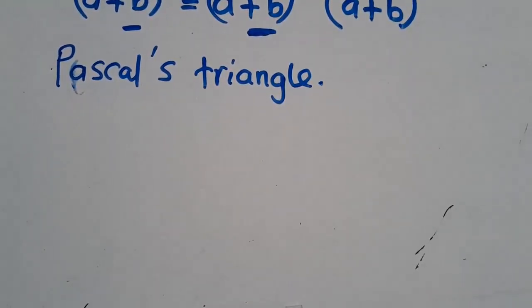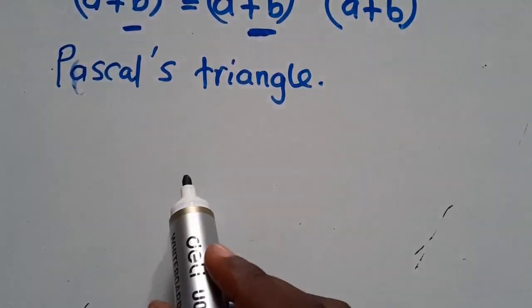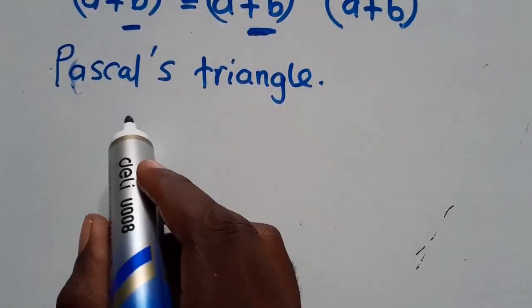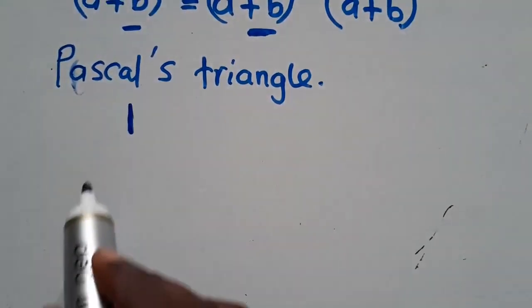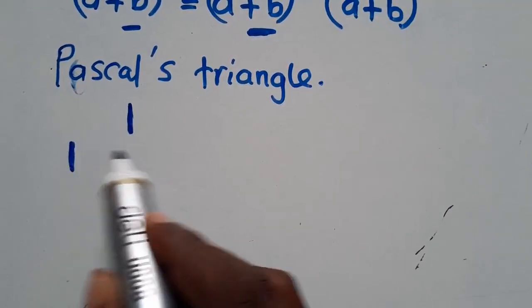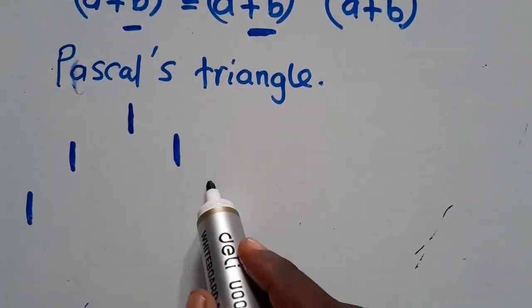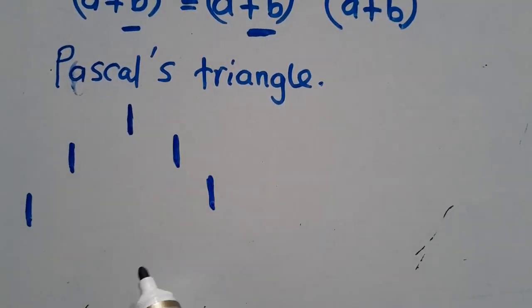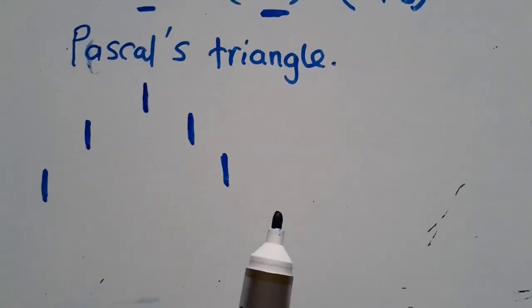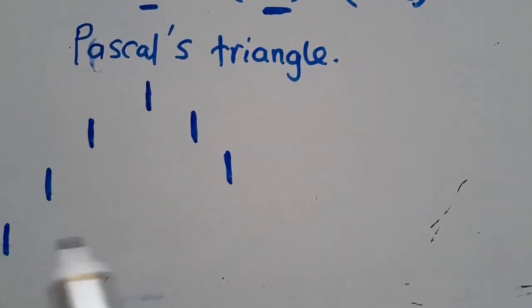To make things very easy for you to understand, the way we generate this Pascal's triangle is like this. You start with a 1 here. You put a 1 there, a 1 there, and a 1 there. Have you seen the way we are generating this?